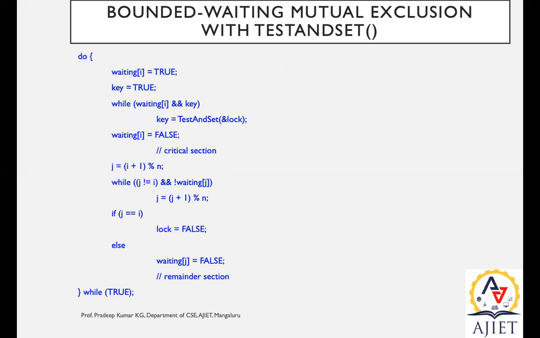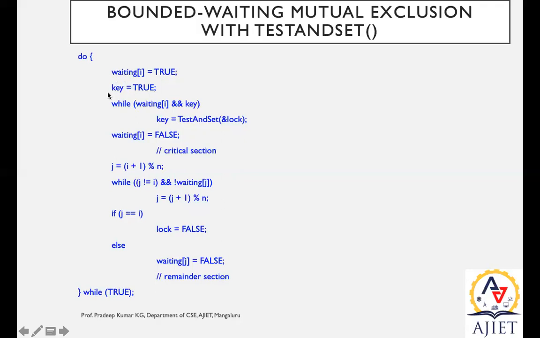We can have this bounded waiting mutual exclusion with test and set also. Bounded waiting is nothing but you're supposed to have a proper clear-cut limit for each of the processes. So that is, we'll see the snippet. Waiting equal to true. One process is waiting now.